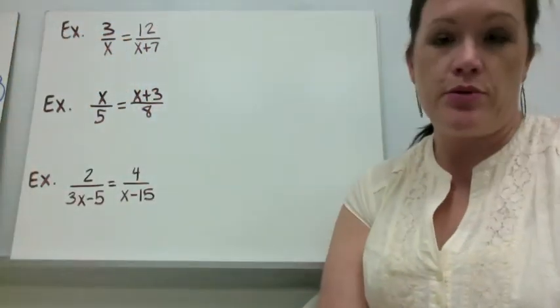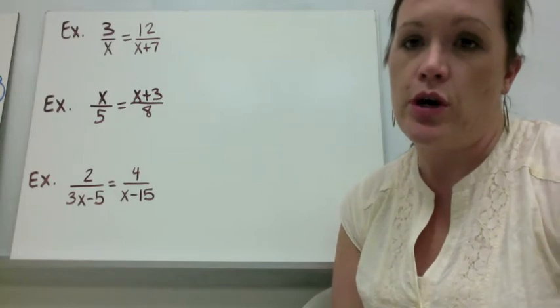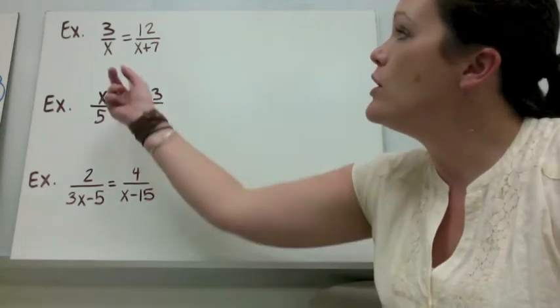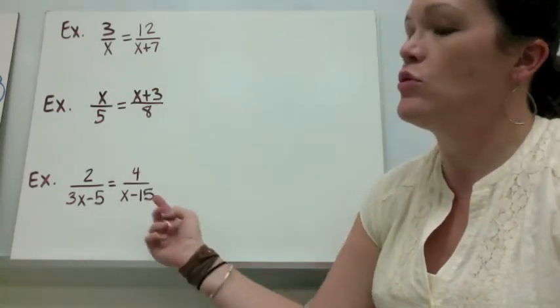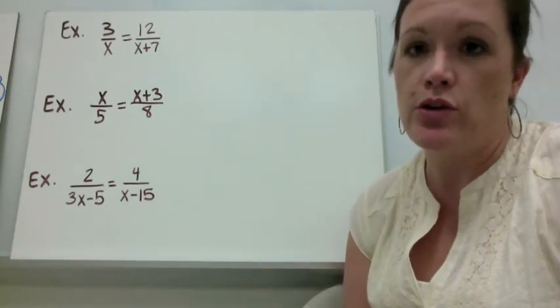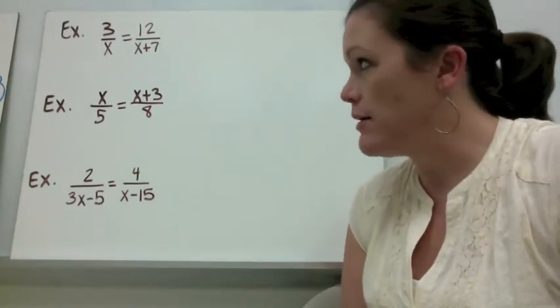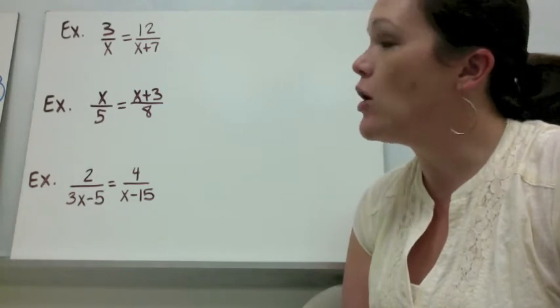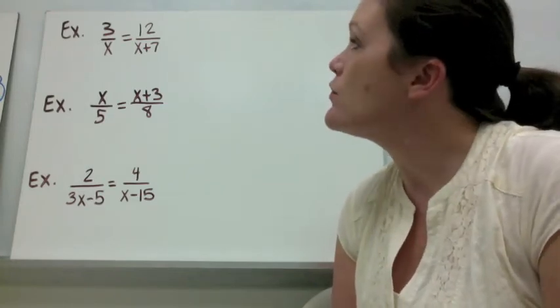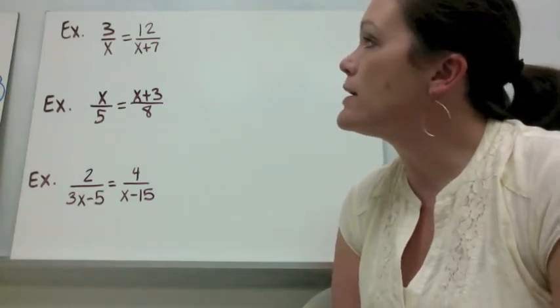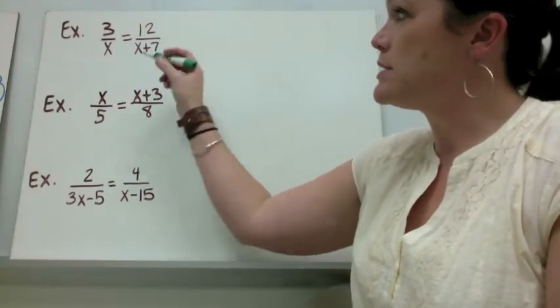These are three examples of type 1 rational equations. So these all have one rational expression equal to one rational expression. So we can do your favorite method of all time and cross multiply and then solve the equation we have left. So for example 1, 3 over x equals 12 over x plus 7.